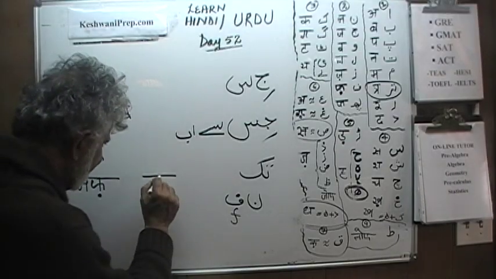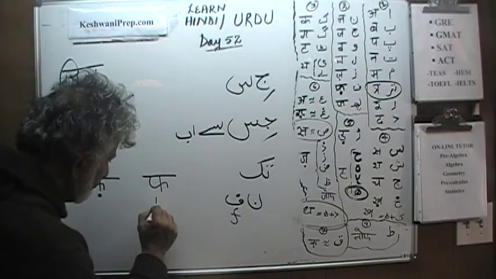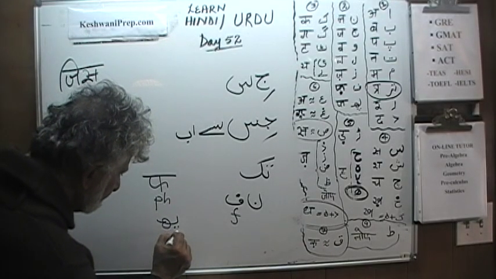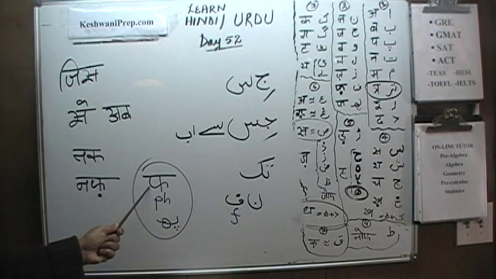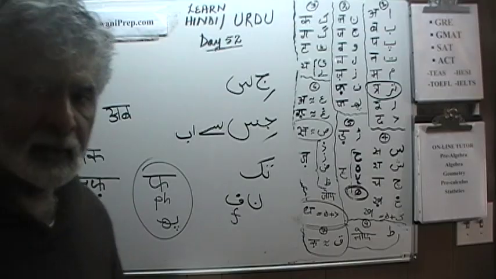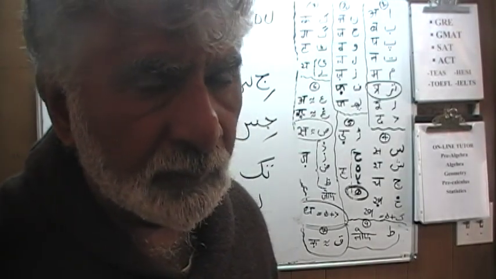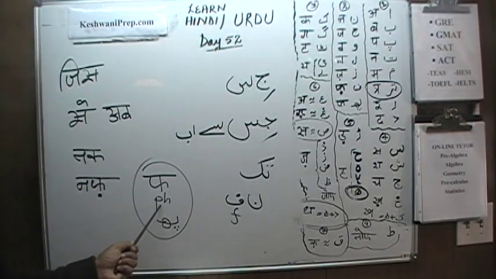What does exist in Hindi is this letter right here. That's a fur. And that is P and H. In Urdu it will be P and a H. This is the exact equivalent. That is what exists in Hindi, a letter that represents PH, as in if you want to write telephone, phone, physician, physics, you will use this for PH.